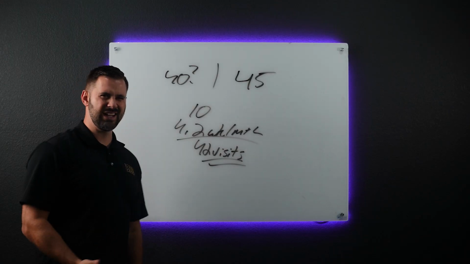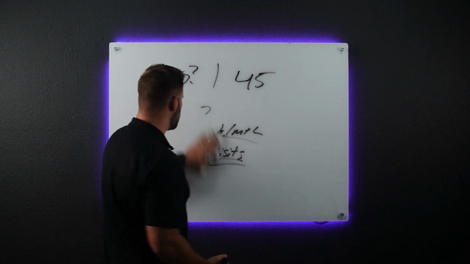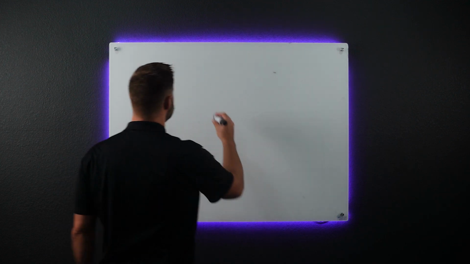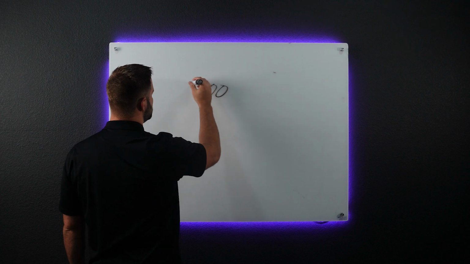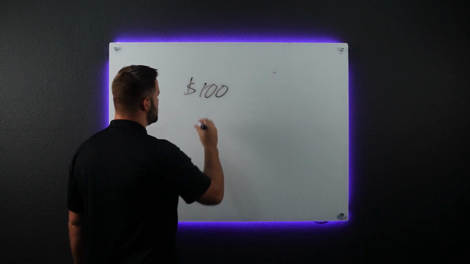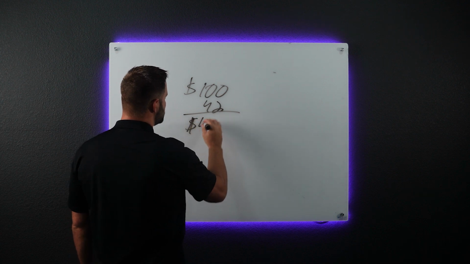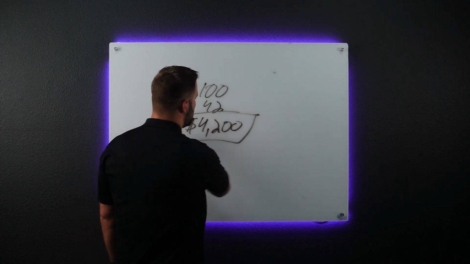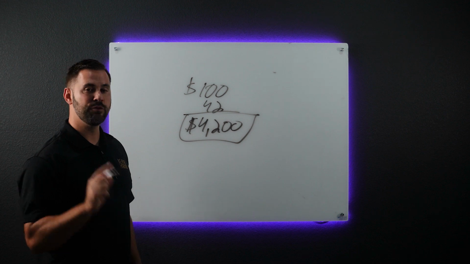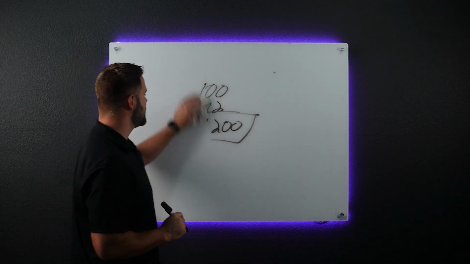So you're like, well, that doesn't seem like a lot, right? So what I want you guys to understand is that if you take $100 per session, it's just an example that we're going to use, and you times that by 42 visits, that is going to equate to $4,200 of lost revenue per provider. $4,200 of lost revenue per provider.